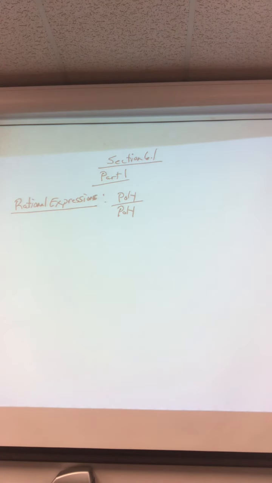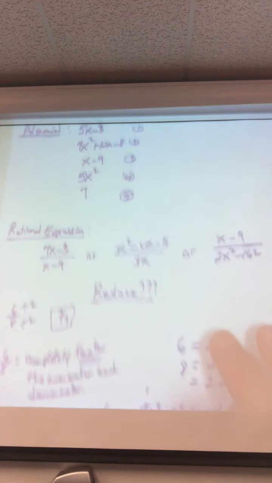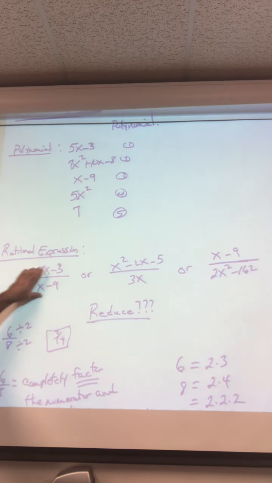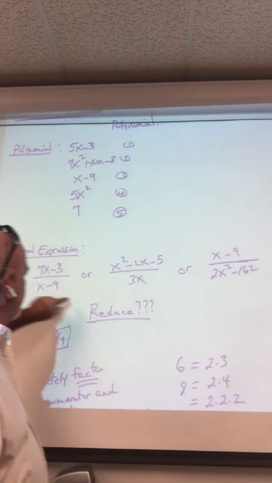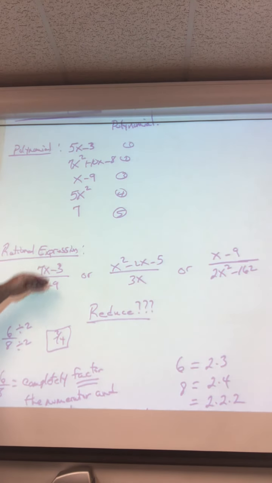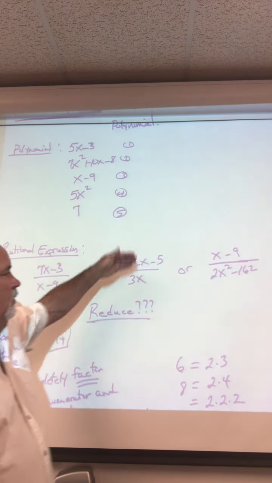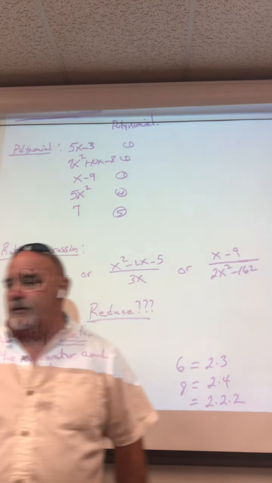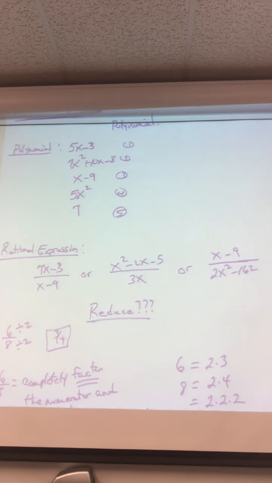So just to give you a few visuals, you don't have to write these down. What you see right here in the middle of the page, from here all the way across to here, this is a rational expression. It's one polynomial over another. That's what a rational expression is.